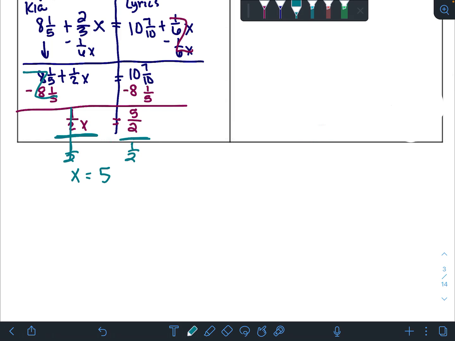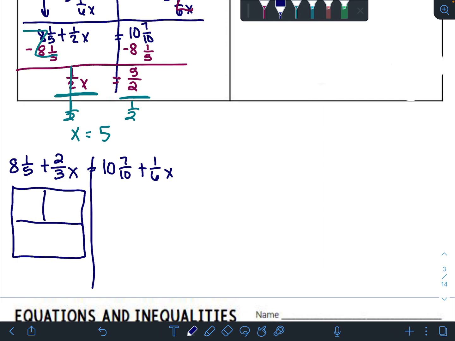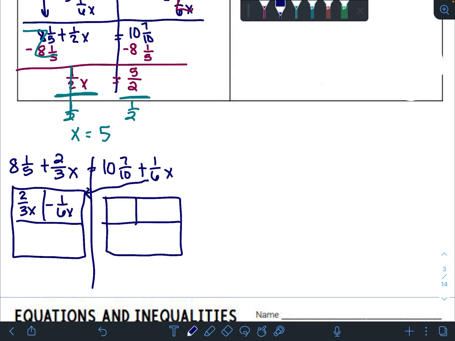Now, if we wanted to do this using the box method, so if I have 8 1/5 plus 2/3 x is equal to 10 7/10 plus 1/6 x, I would make my boxes. So I would drop my 2/3 x because I'm bringing this to the other side. It becomes the opposite. So 1/6 x. I would drop my 10 7/10, bringing this to the other side. So it'd be a negative 8 1/5.